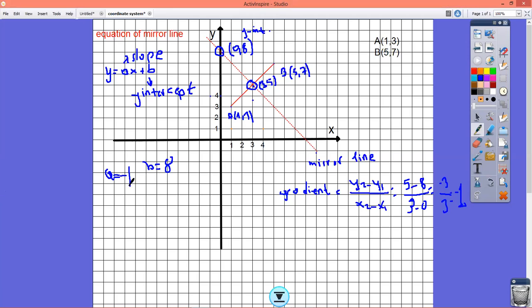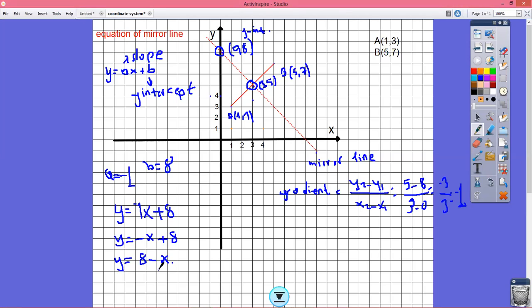Now I am going to write the equation of the mirror line. y will be equal to minus 1x plus 8. Now we are not going to write the minus 1 in front here. We are going to write it y equals minus x plus 8. More grammatically in math, it will be 8 minus x. Now with this one, I found the equation of the mirror line.